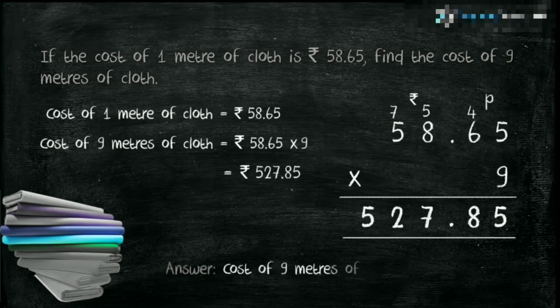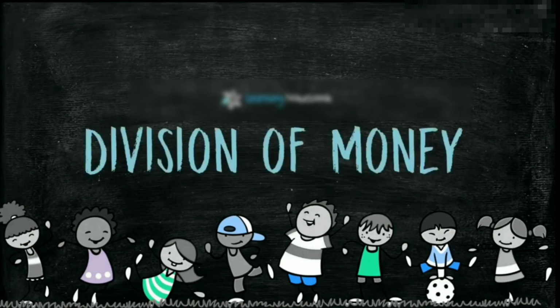So, the answer comes out to be rupees 527.85. Let's write the answer statement. Cost of 9 meters of cloth is 527 rupees 85 paise. Now students, let's understand how to do division of money.